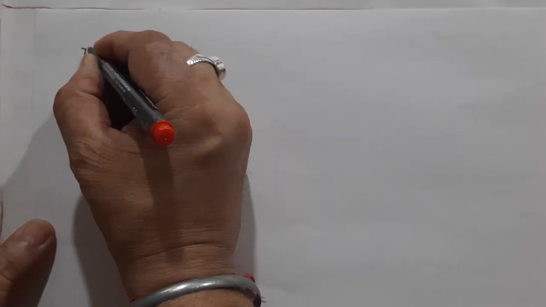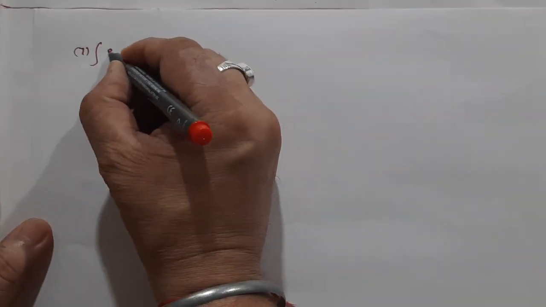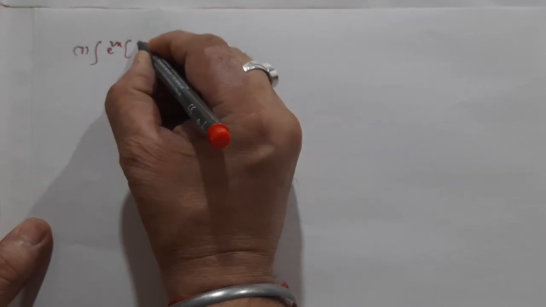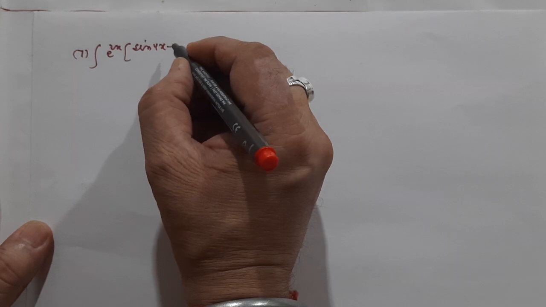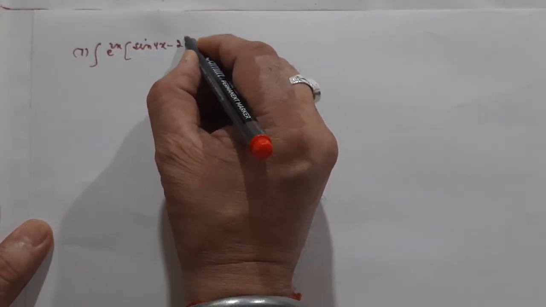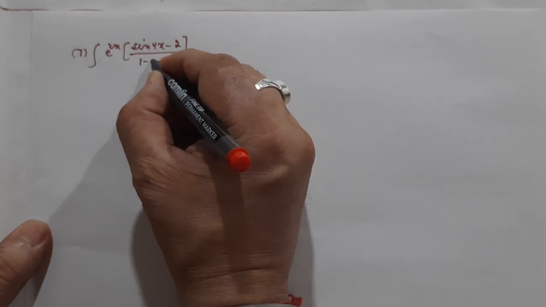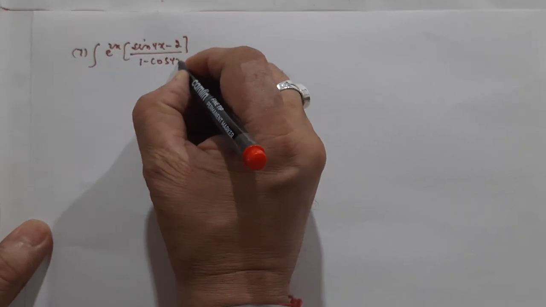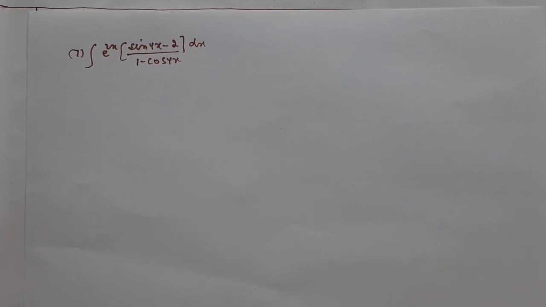Now the 7th question is integral of e power 2x (sin 4x minus 2) upon (1 minus cos 4x) dx. Now let us do this question.